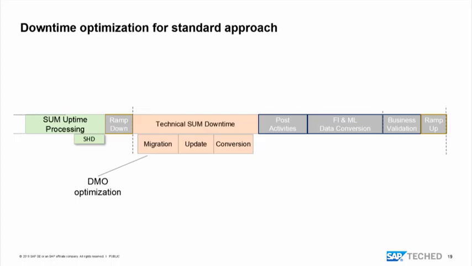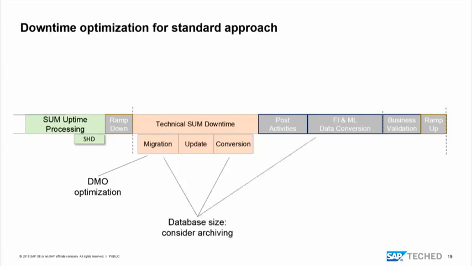How can this be optimized? Well, the migration part can be optimized by DMO optimization. There is a blog explaining this that is listed in a minute. This blog tells you how to optimize the number of R3load processes and use the statistics file from a run for the next run, the duration files to optimize the table splitting algorithm of the tool, things like this.